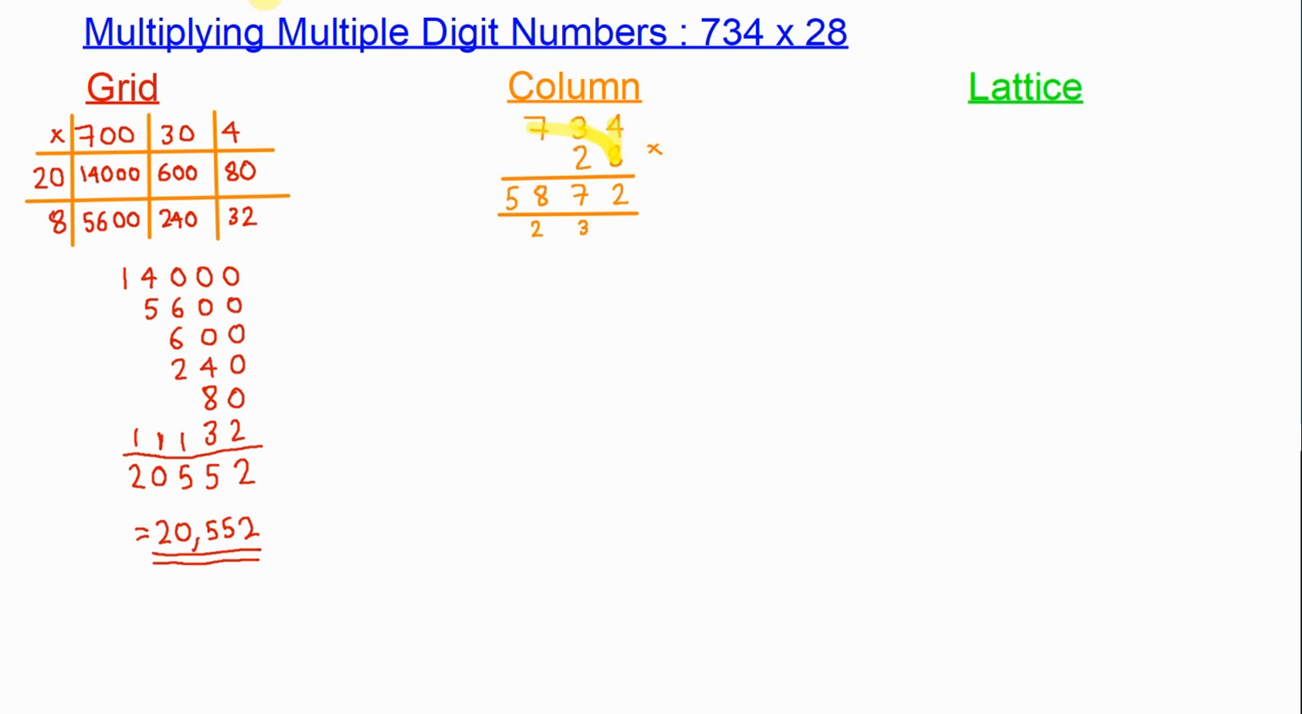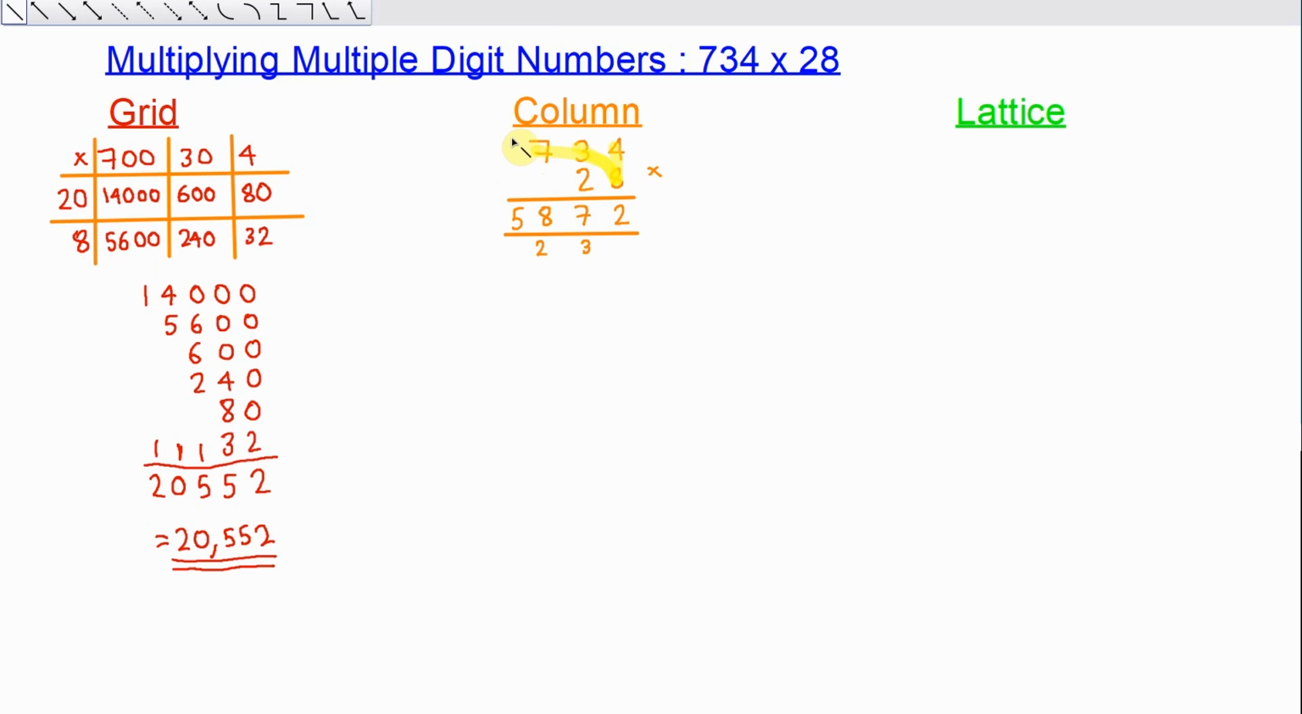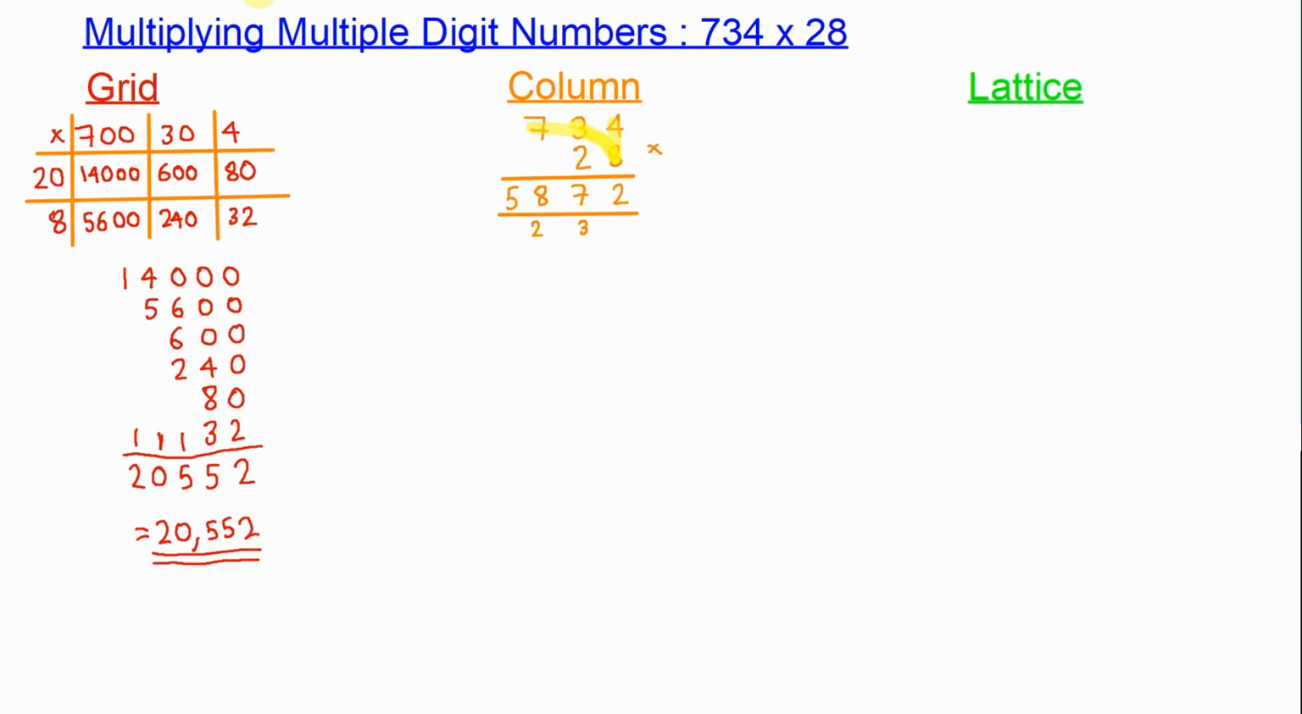your next step then is to multiply. This time we're going to be doing the same top line, but we're going to be multiplying it by the 2, so 4 times a 2, 3 times a 2, and 7 times a 2.